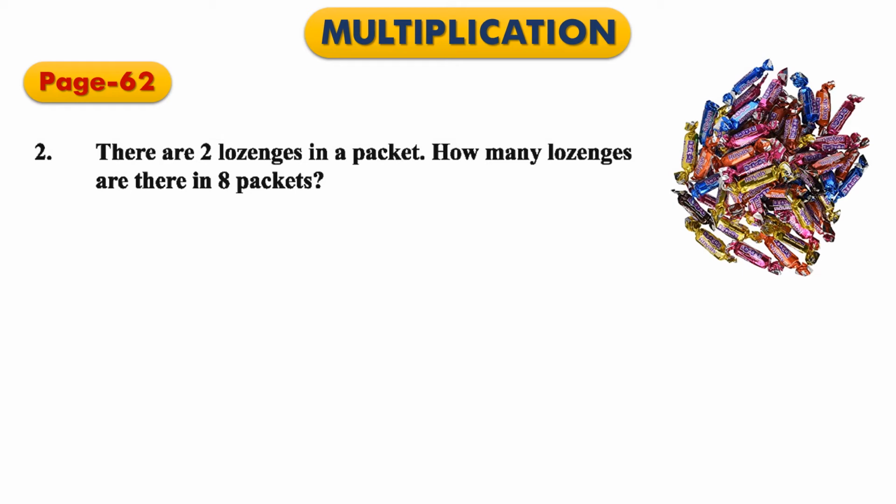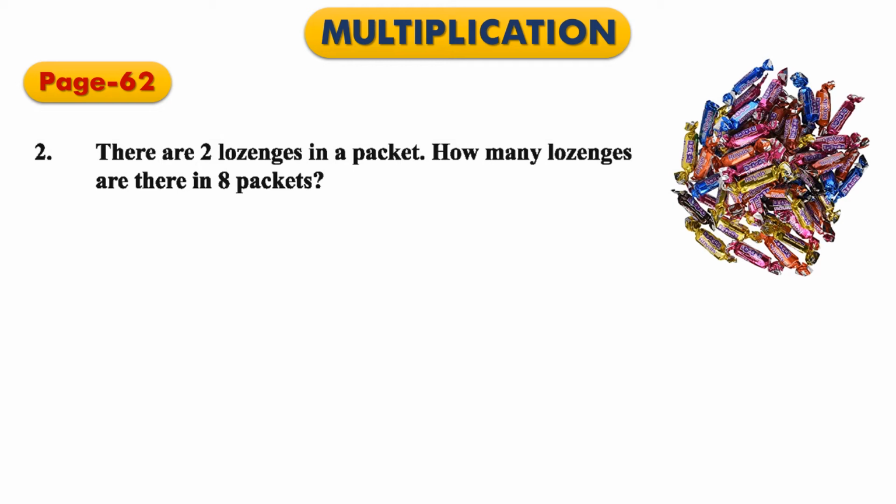I know you kids love lozenges very well. That's why you will be very interested in how to make a solution of this maths. As you know, in this question it says that in one packet there are 2 lozenges, so we need to find out how many lozenges there are in 8 packets. That means in each group the number of objects is 2 and the number of groups is 8 here.